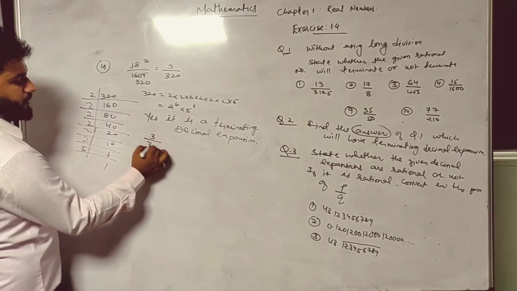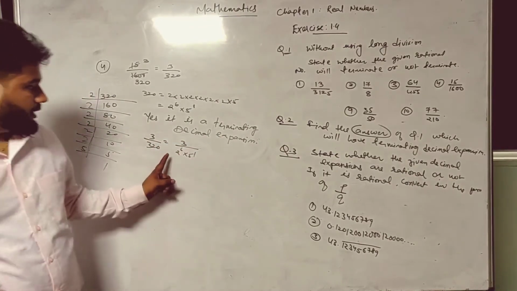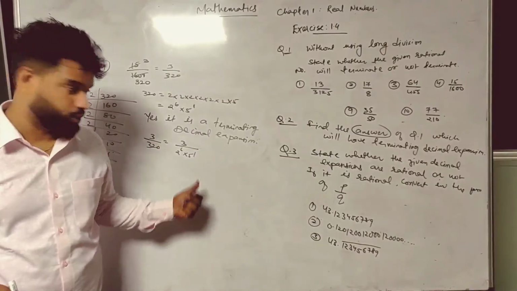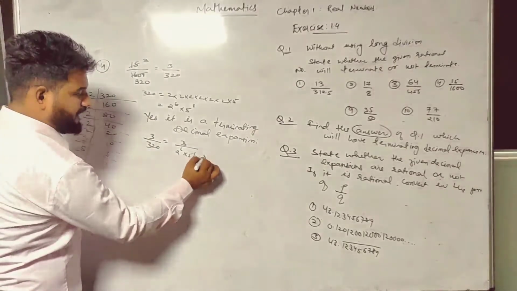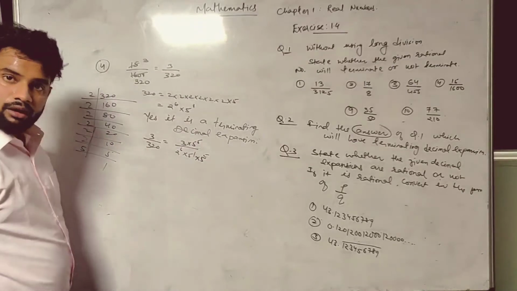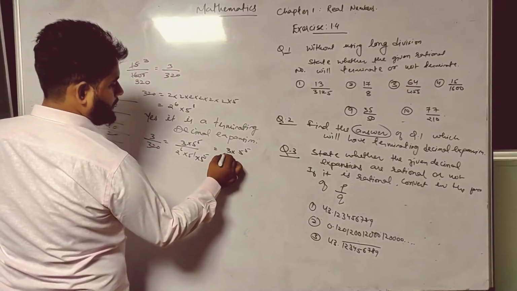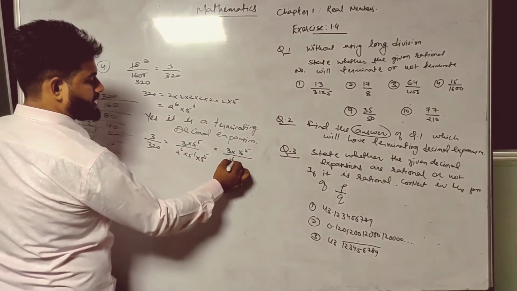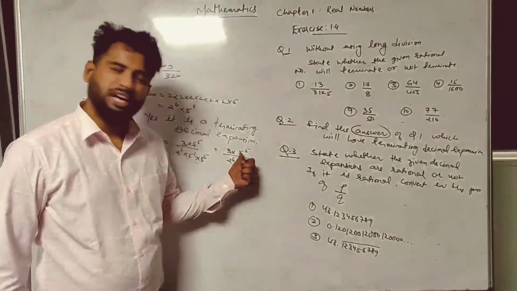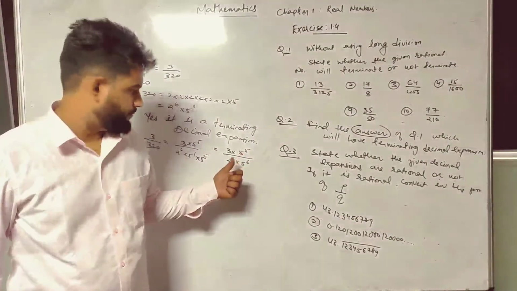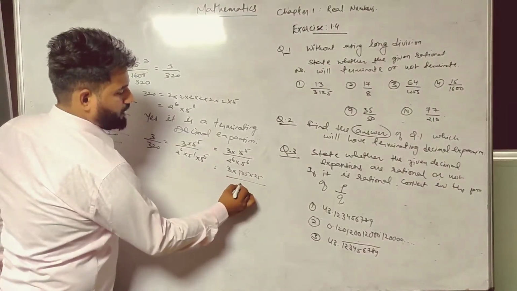So 3 upon 320 is equal to 3 upon 2 to the power of 6 into 5 to the power of 1. So here 2 has power 6 and 5 has power 1. So you have to convert your 5 to the power of 6. So here you multiply by 5 to the power of 5, and in the numerator also 5 to the power of 5. Right? So this will become 3 into 5 to the power of 5, and this will become 2 to the power of 6 into 5 to the power of 6. Right? So 5 to the power of 5 is nothing but 125 into 25. So 3 into 125 into 25 upon 10 to the power of 6.